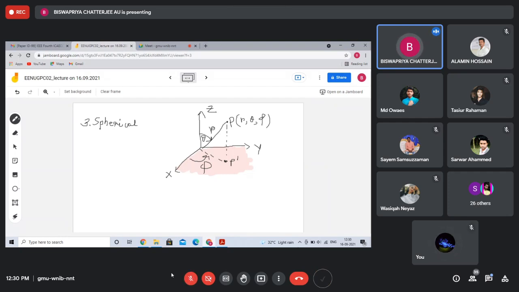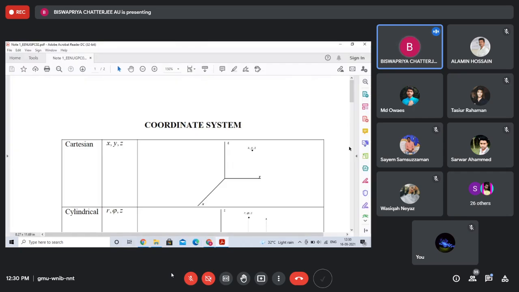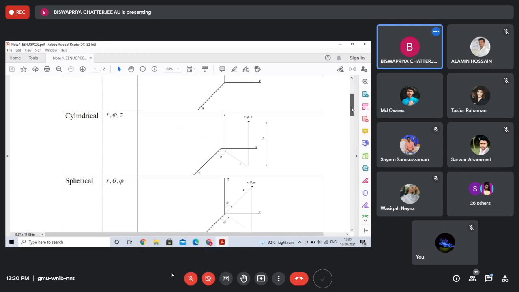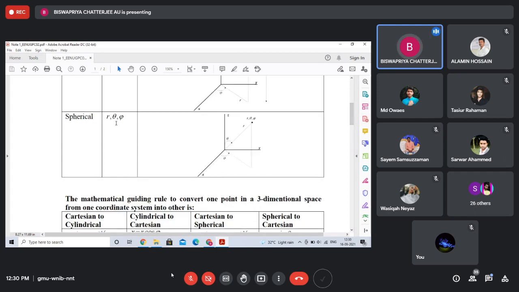These are the three definitions of the three different systems. Exactly these things are written here in the notes. For the Cartesian system it is x, y, z, and the dimension is given. A point is given by x, y, z. In the cylindrical system it is r, phi, z. Similarly for spherical. The diagrams have been represented here, so you can go through the notes.